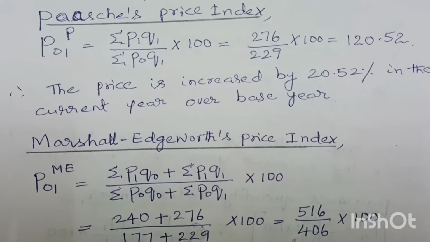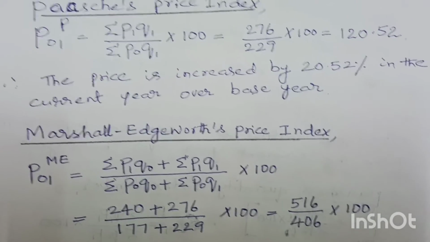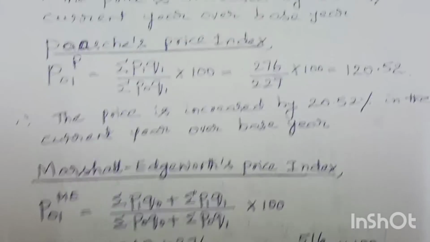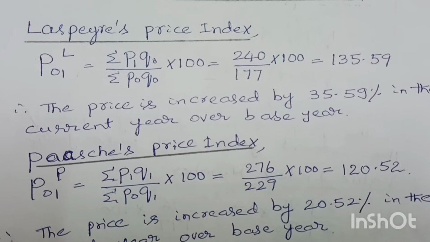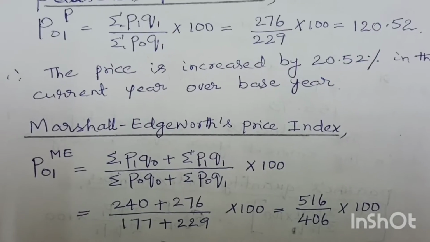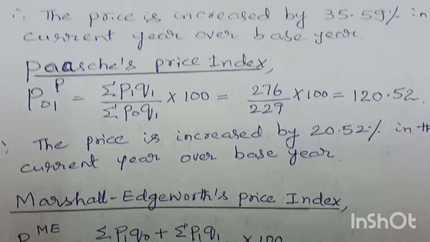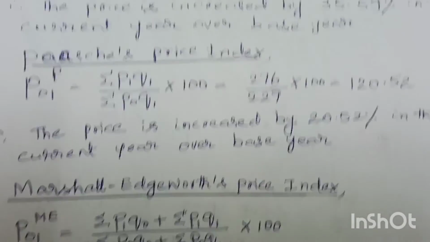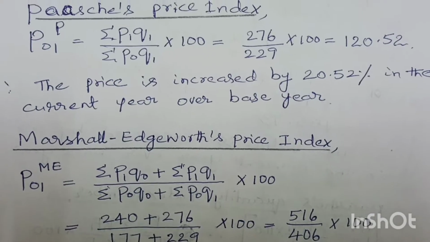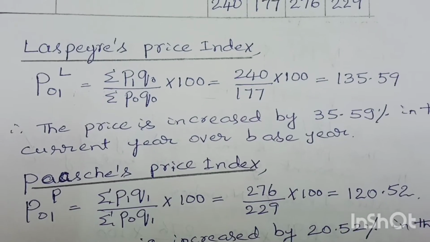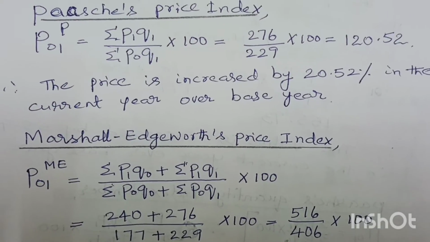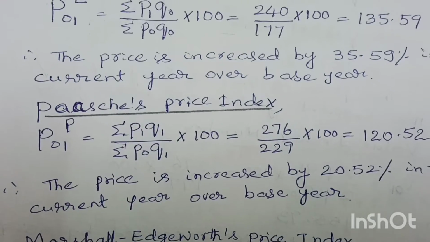Marshall-Edgeworth's price index P01ME is equal to the numerator of Laspeyre's. See there, Laspeyre's formula numerator is summation P1Q0. Plus again the numerator of Paasche's, see here, summation P1Q1. So summation P1Q0 plus summation P1Q1 divided by again the denominator of Laspeyre, that is summation P0Q0, plus the denominator of Paasche's price index number, P0Q1.